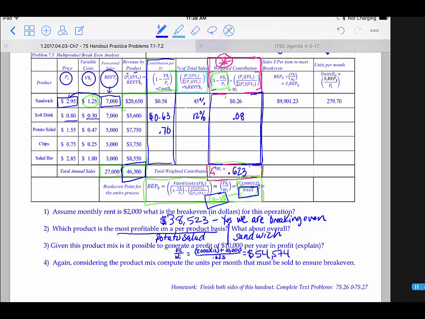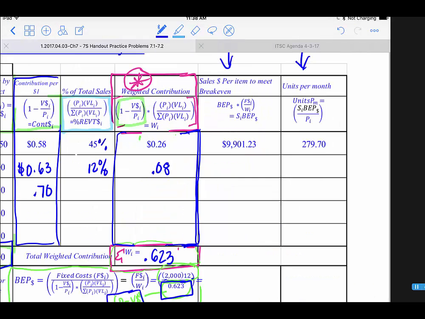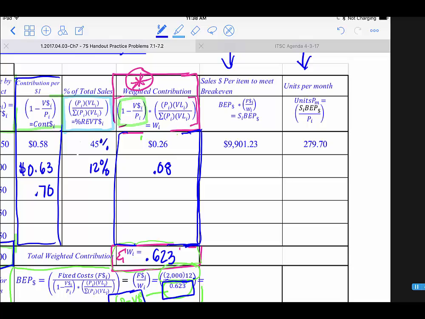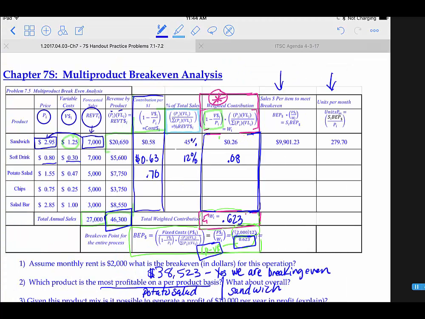Now this next problem, number 4, says how many items do we need to sell per month to ensure that we break even? So up here you'll see I've got an equation for you. The break even in dollars is going to be equal to the fixed cost divided by the weighted factor, and that's going to give us our break even per item. So we'll go ahead and multiply that out here so you know what I'm talking about. I'm just going to put an arrow here so you can see.